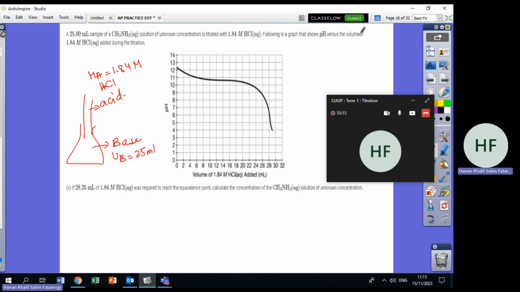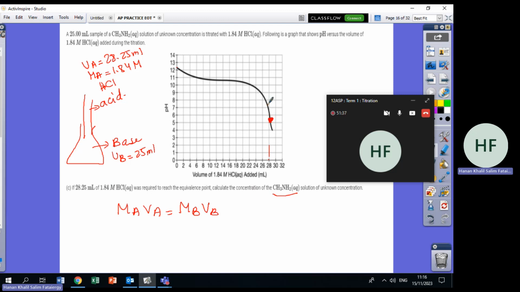Following is a graph that shows the pH versus volume during the titration. 28.25 milliliters of HCl was required to reach the equivalence point. Calculate the concentration of the base. Here we use the volume of base, which is 25. Of course, in order to calculate the concentration we will use MAVA equals MBVB. Where is the equivalence point on this graph? The equivalence point is at 28.25 milliliters of HCl, approximately here.